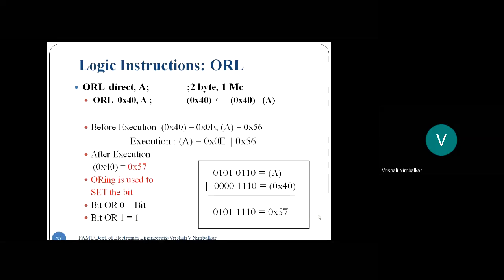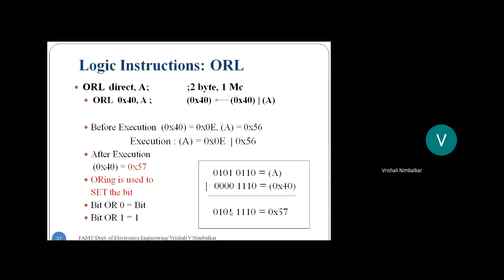See that black square box. The accumulator has 0101 and 0110, and at the 40 hex memory location, the data is 0E, which is 14, 0000 1110. So ORing: 0 OR 0, 0. 1 OR 1, 1. 1 OR 1, 1. 0 OR 1, 1. So the point was, anything ORed with 1 is 1.